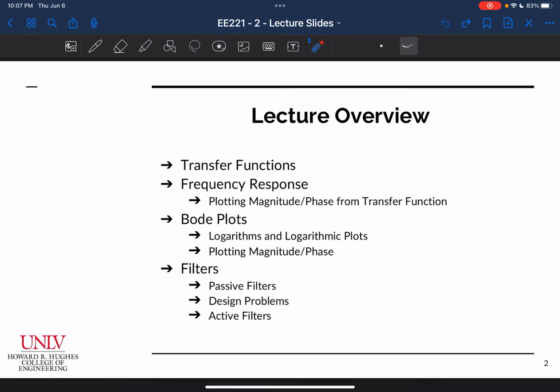I kind of have these out of order because I do passive filter design problems here, and then I introduce active filters at the end. But nonetheless, that's kind of the overview of Module 2.